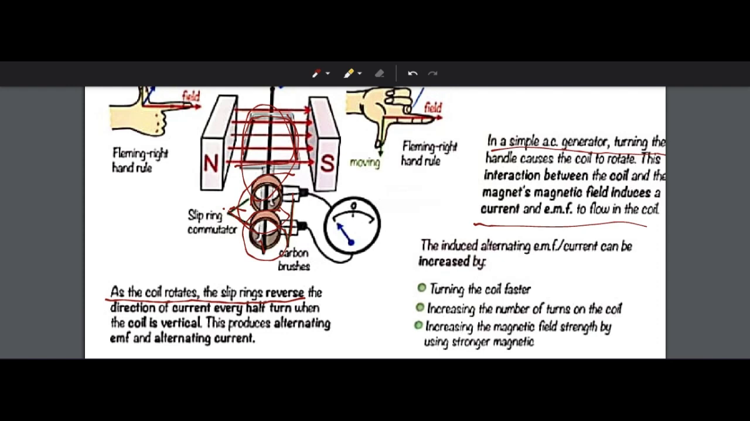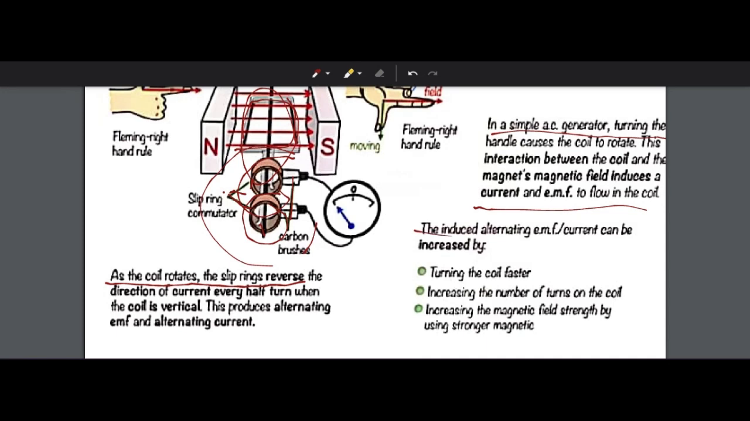In an AC generator, the turning handle causes the coil to rotate. These are the turning handles which help them to rotate, and the coil's magnetic field induces the current and EMF to flow in the coil.